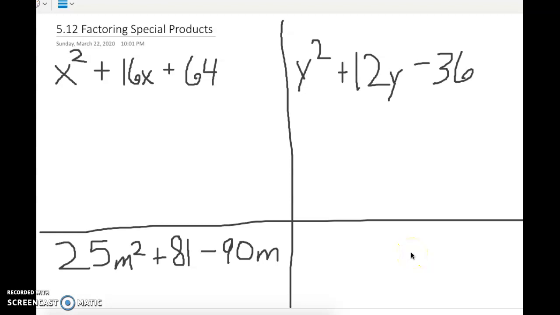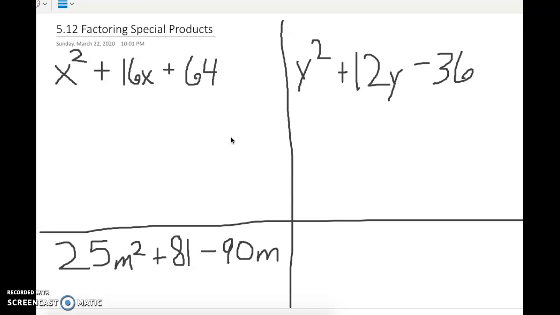Today we're going to go over a topic known as factoring special products. What we are looking for here is the perfect square trinomial. As you see, it's all factored out after the FOIL concept. Now we're going to try to figure out if this is a perfect square trinomial.